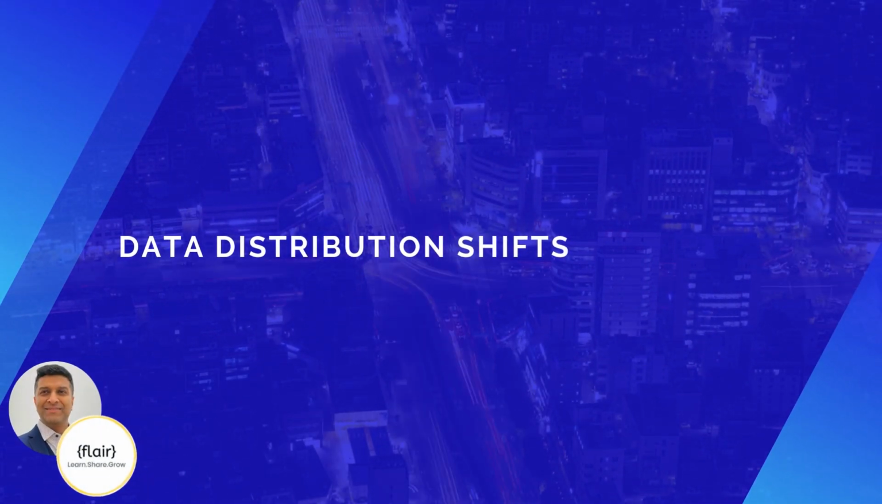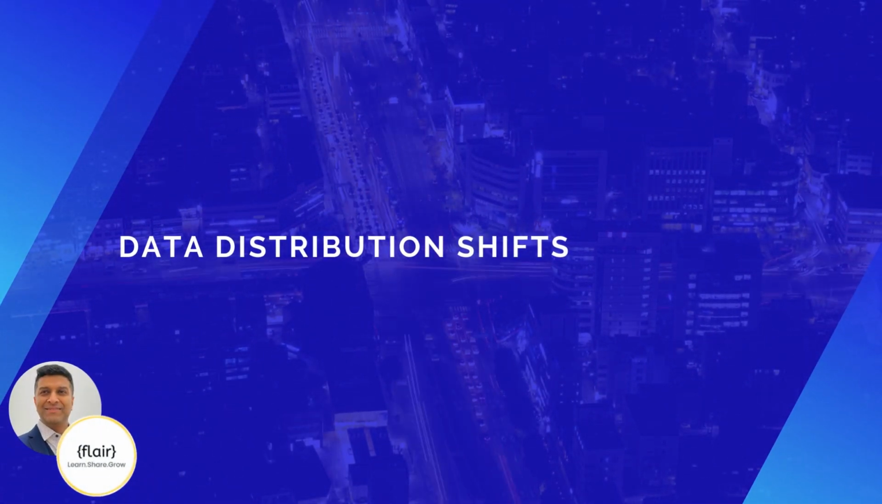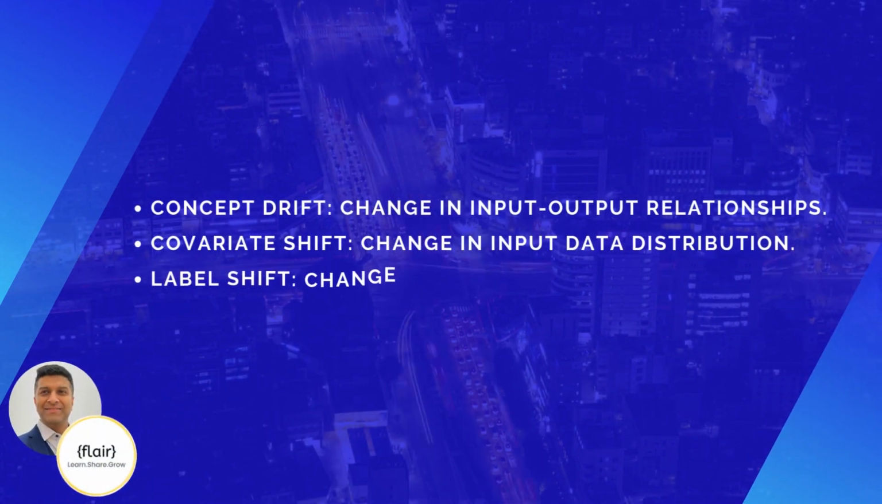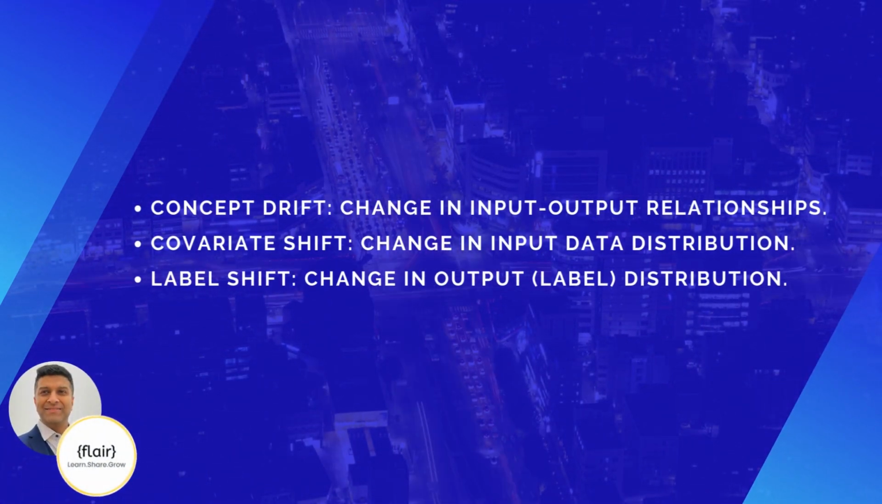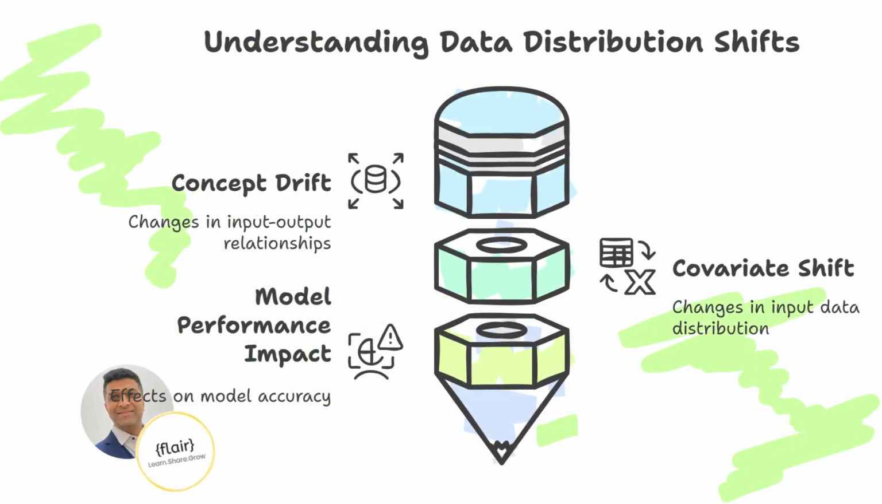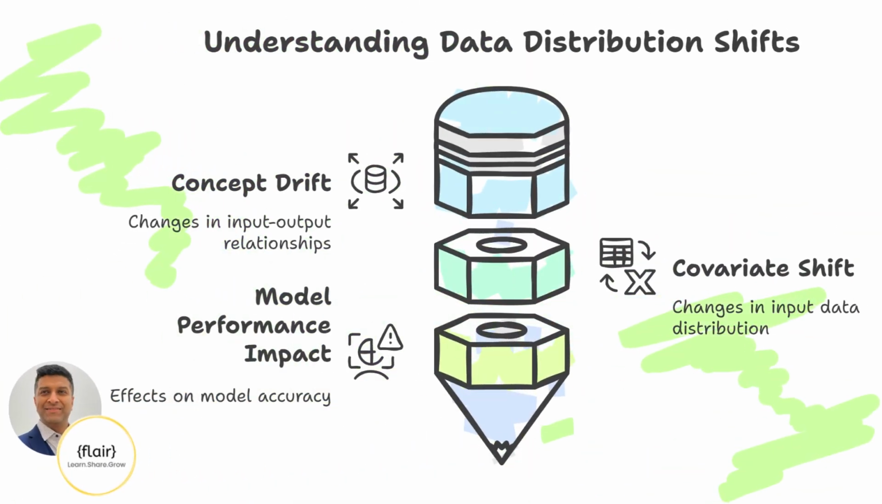So, what happens when the data itself changes? This is where data distribution shifts come in. These shifts are changes in the statistical properties of the data over time, which can have a significant impact on your model's performance. Let's break down three major types of shifts you need to be aware of.